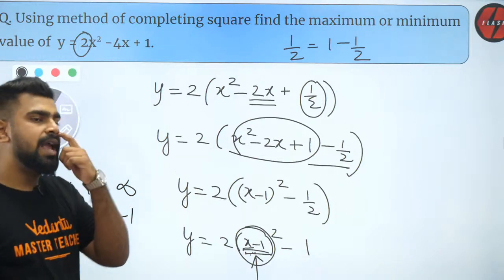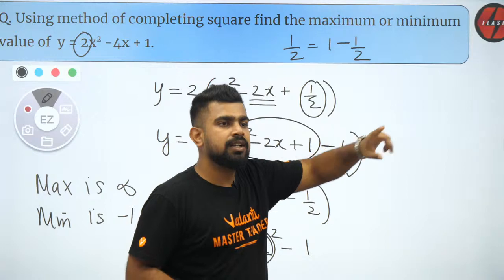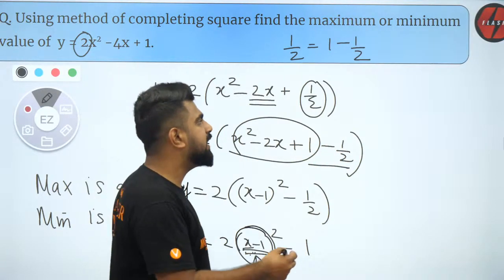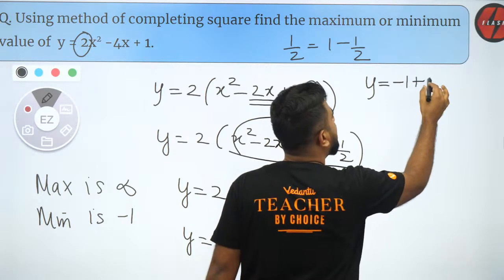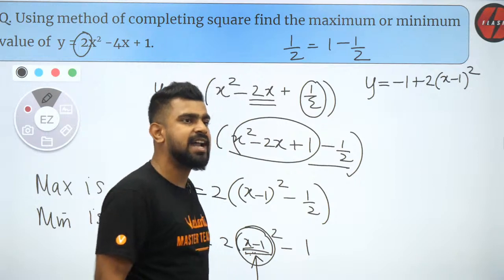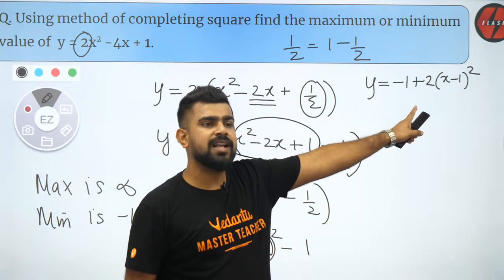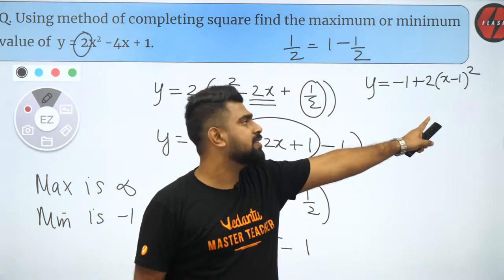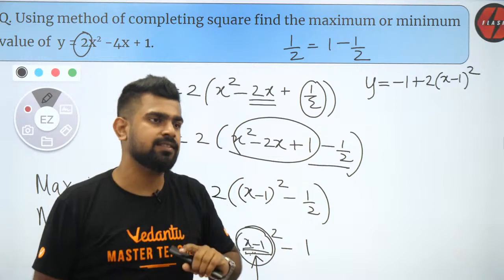How can I know x minus 1 is 0? Because I am looking at the minimum value. Let me explain it in a very unique manner. Listen carefully. Can I say y is equal to minus 1 plus 2 into x minus 1 whole square? Are you all clear with that?